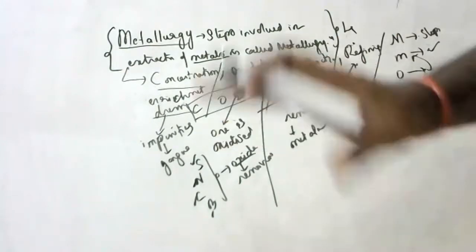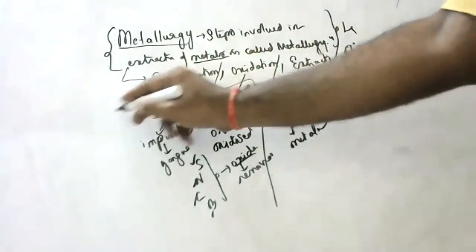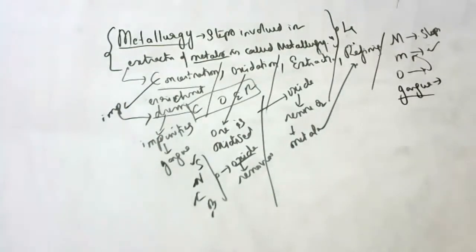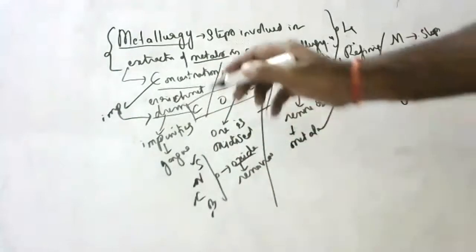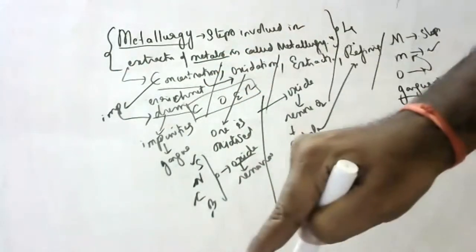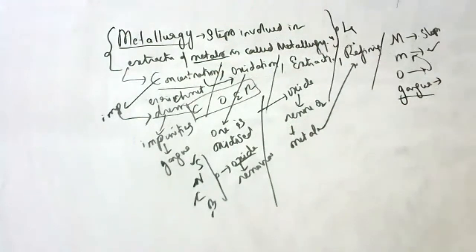So those who did not understand, again I'm saying, in concentration, we will remove the impurities. The impurities present in the ore are called what? Gangue. We will remove the impurities. Next step, we will convert the ore into oxide. Why only into oxide? Because removal of oxygen is easy.